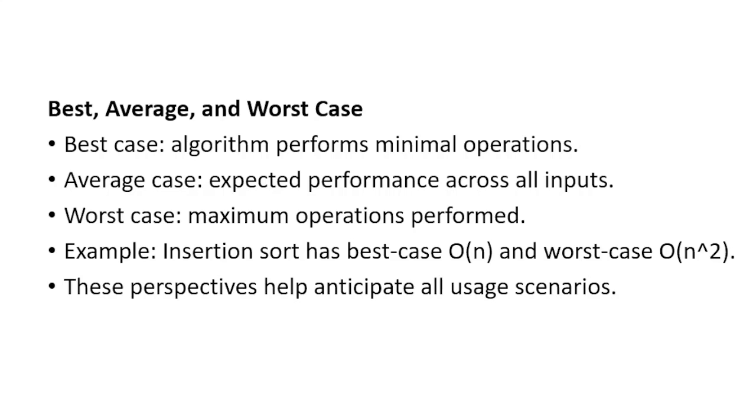So, what do I mean by best, average, and worst case complexity each time? The best case of an algorithm refers to minimal operations. The average case refers to the expected performance across all inputs. Then there is the worst case performance, where the maximum operations are performed.